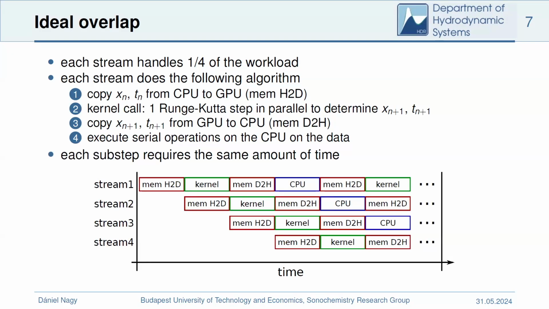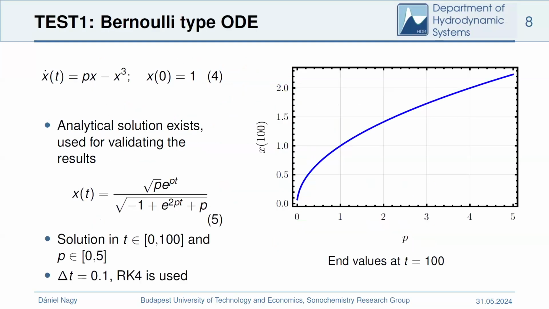In an ideal case, when each substep requires the same amount of time, and here we have 4 streams, we can see that after the first few steps, we will have a perfect overlap. So at the same time, we have a GPU kernel working, the CPU is also doing calculations, and simultaneously we are copying from device to host and host to device.